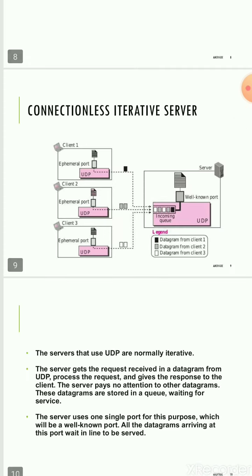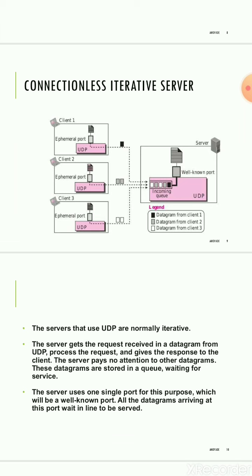So we will explain this concept. What we explained, we will read once. The servers that use UDP are normally iterative. Here we are using the UDP service as iterative, which, as we said, means that the server processes one request at a time. A server gets a request received in a datagram from UDP, processes the request, and gives the response to UDP to send to the client. The server pays no attention to the other datagrams. The datagrams are stored in a queue waiting for service.